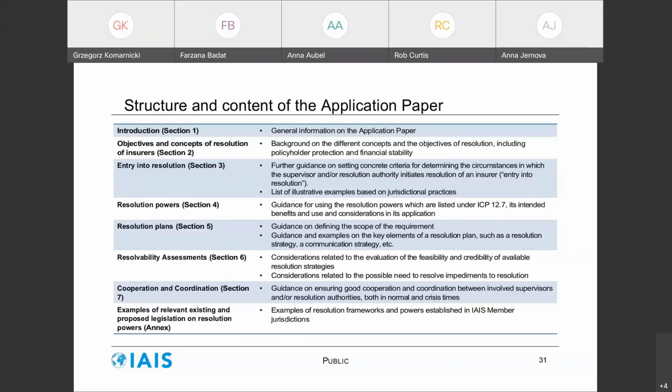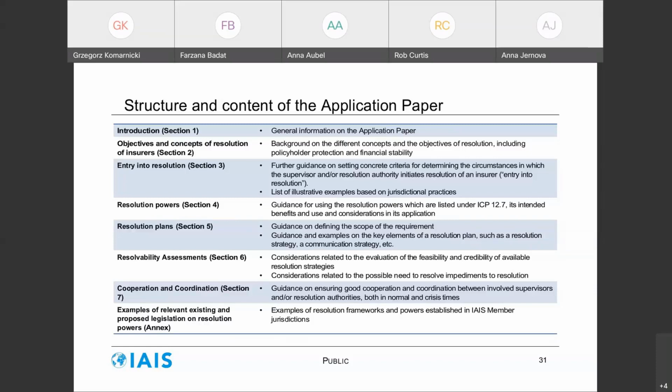We've included some examples that are based on various jurisdictional practices, those of the working group members, as well as some additional jurisdictions that kindly contributed. Section 4 of the paper enumerates and discusses the resolution powers that the supervisor or resolution authority needs. These are all listed in ICP 12.7, and we talk about the benefits of those powers, how they should be used, and what considerations may exist with their use in the application of resolution.